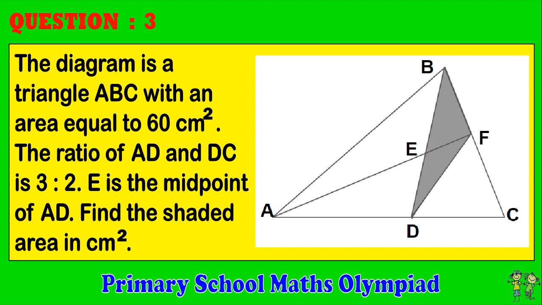Question 3. The diagram is a triangle ABC with an area equal to 60 centimeters squared. The ratio of AD and DC is 3:2. E is the midpoint of AD. Find the shaded area in centimeters squared.